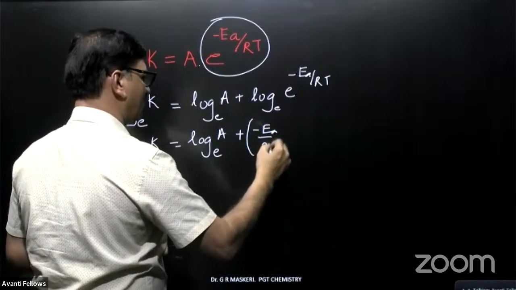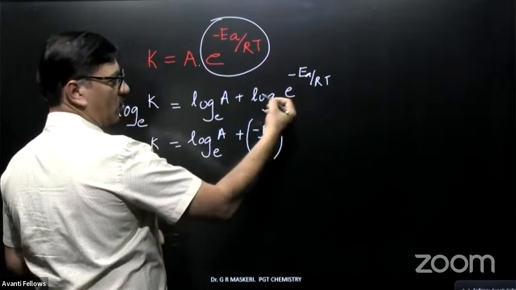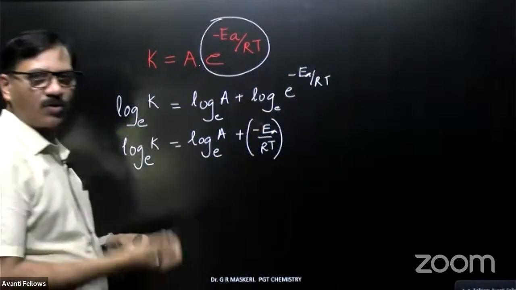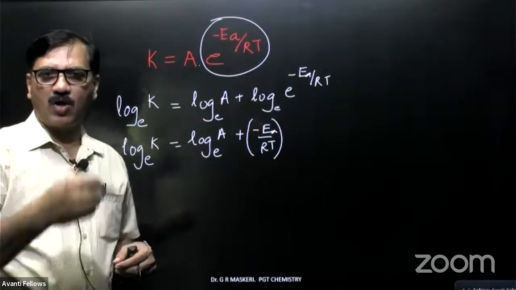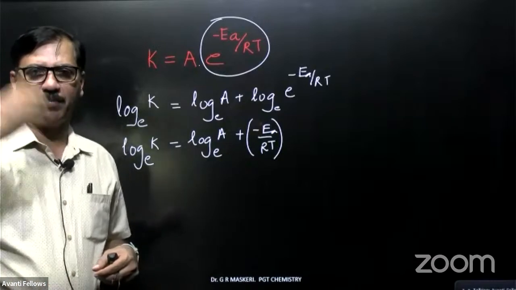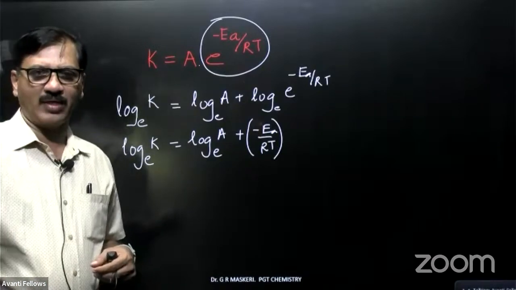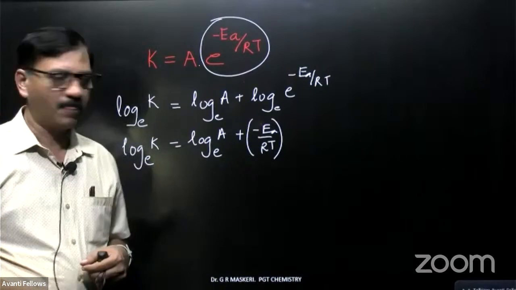Why is it so? Minus Ea by RT. It is because log of A to the power M is equal to M log A, or log of M to the power N is N log of M.